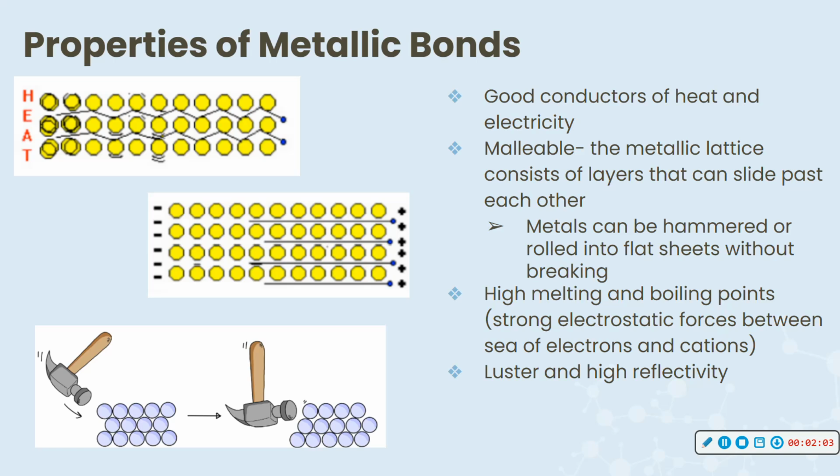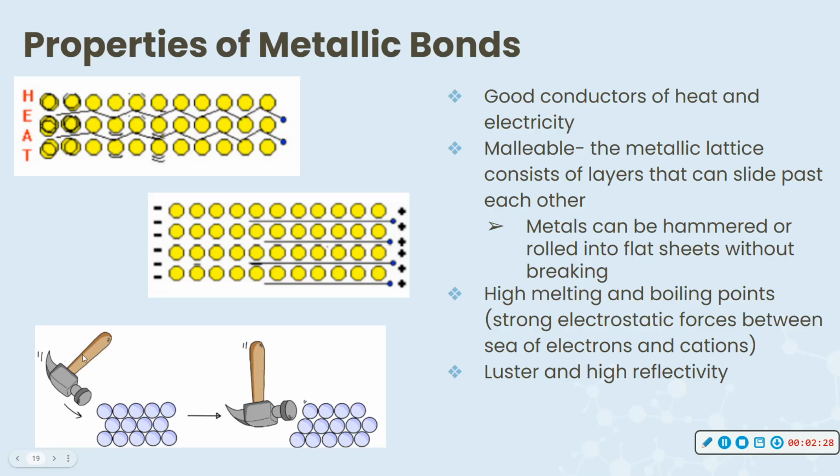Now they're also malleable. So malleable means that they can be hammered down into thinner sheets. So if we look at the picture here, this is going to show you why they're malleable. So these metal ions are attracted to each other because of that sea of delocalized electrons that are in between all of these metal ions.